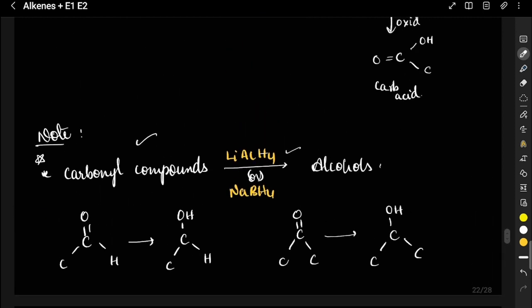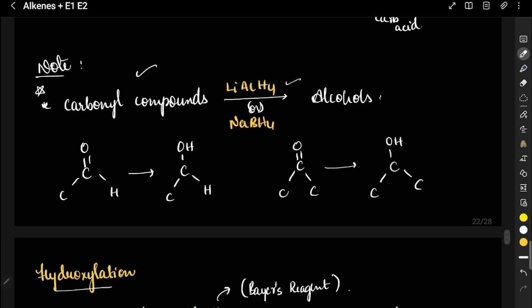And there is an important note in preparation of alcohols. Whenever you are going to get carbonyl compounds, you are going to reduce them using LiAlH4 or NaBH4. Then alcohols are formed. You can see here C double bond O. When you use these reagents, this bond is broken and H plus is going to come and attack OH. Similarly, you can see for ketones also.